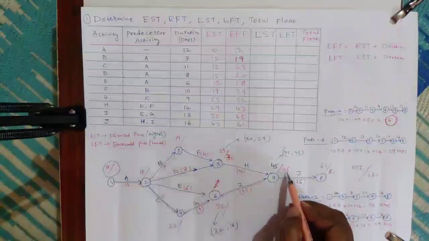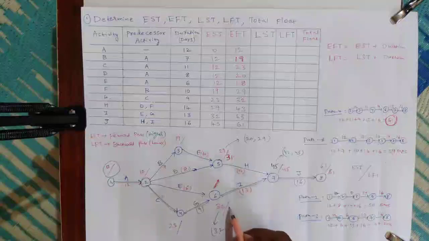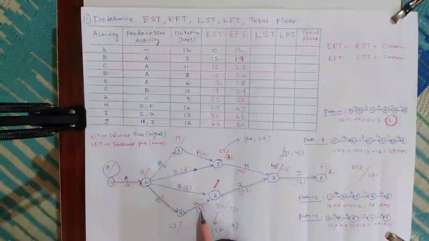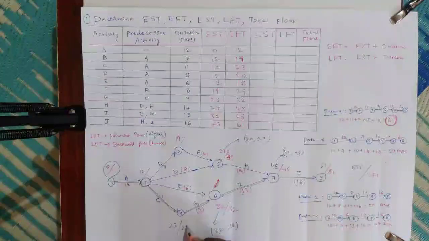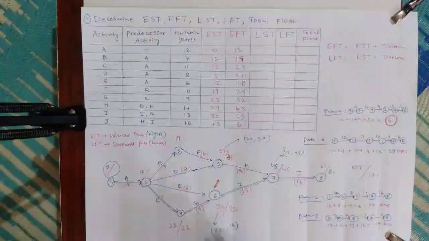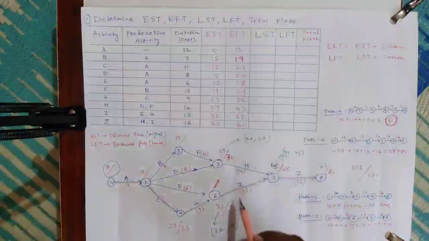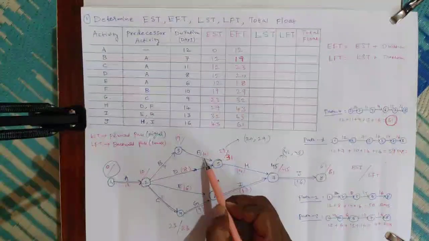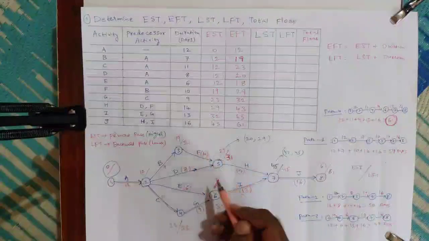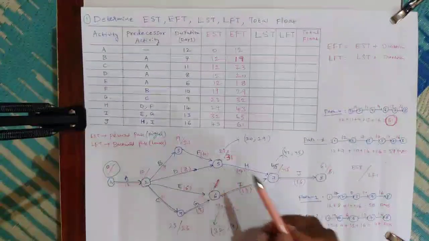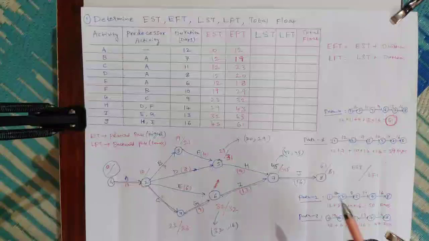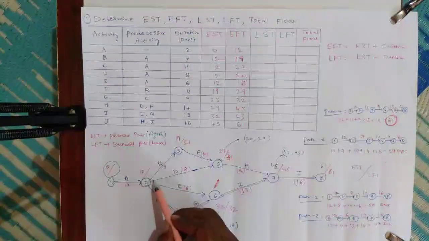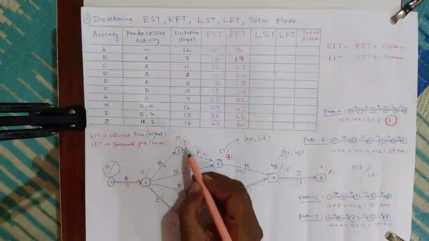Similarly, 45 minus 13, 32. And 32 minus 9, 23. Okay, 23. Here we have completed. And here, is there not 31 minus 10, 21. Similarly, if you see here for this activity, 4 tail events are there. Okay, that is 21.